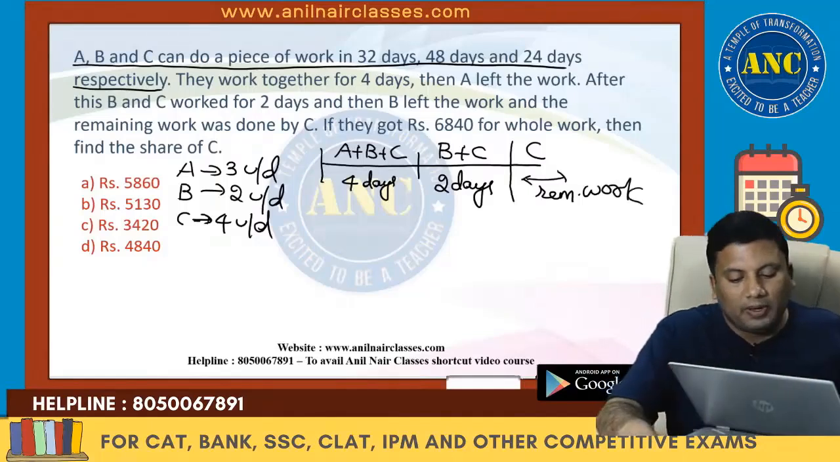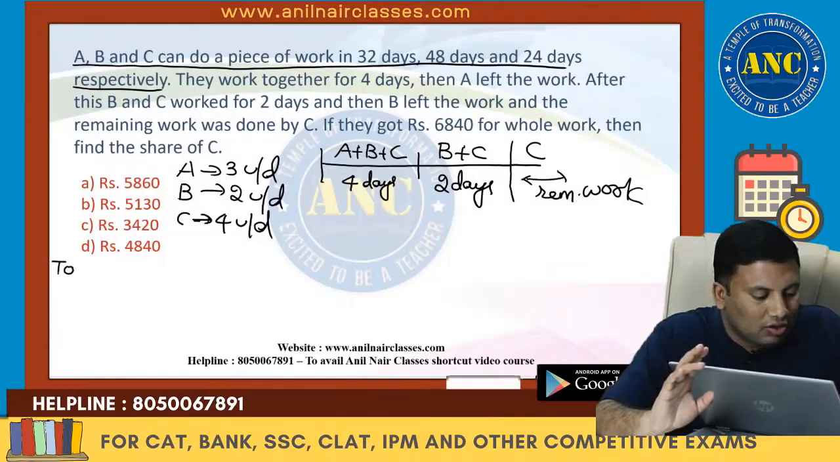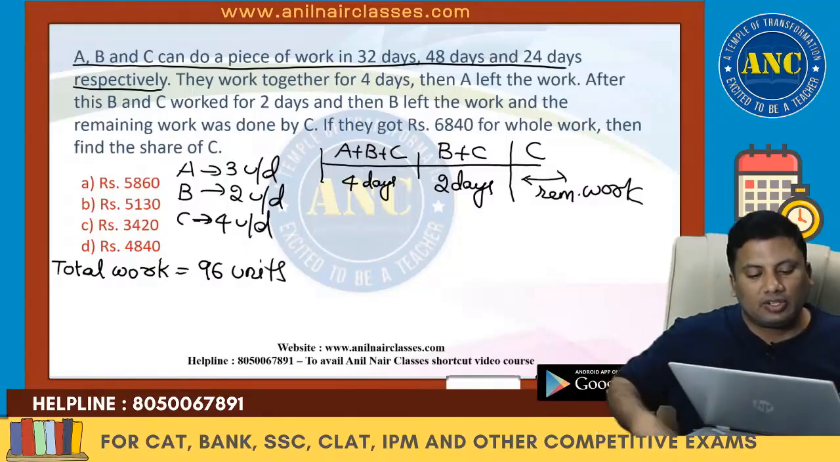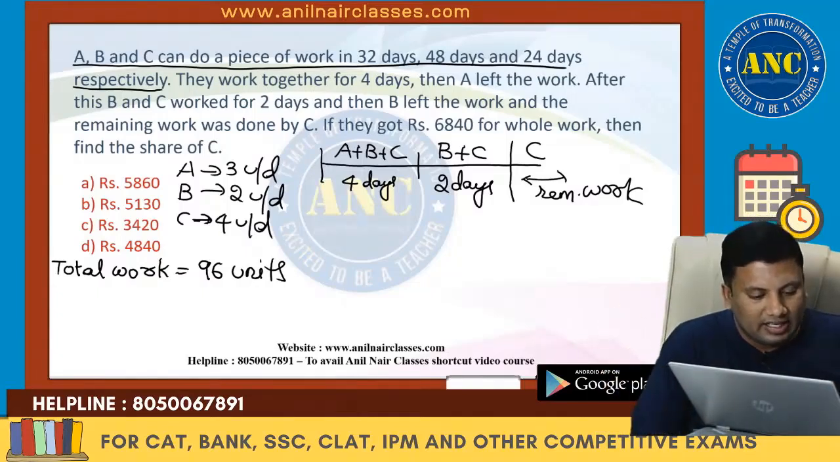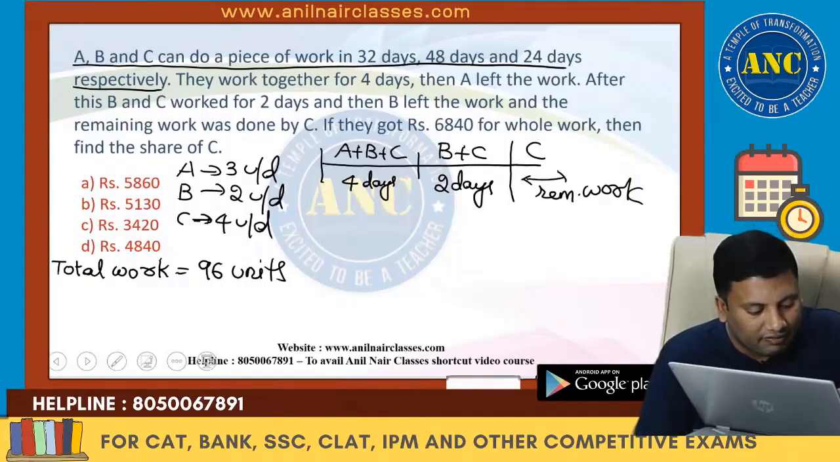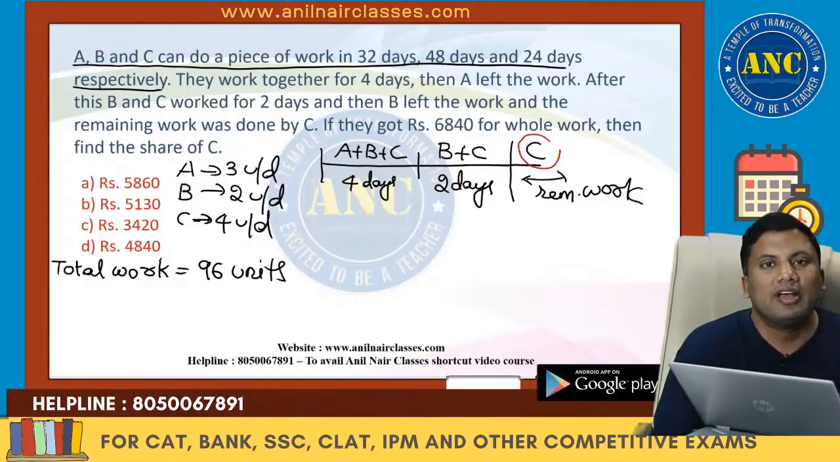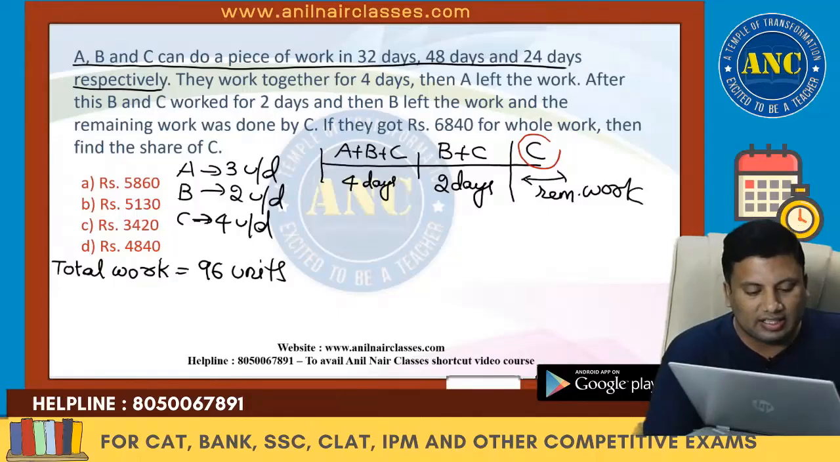If they got rupees 6840 for the whole work, what is it that we got? Total work is nothing but 96 units. Total work is the LCM of 32, 48 and 24, which is 96 units. Now listen carefully. Now I want the share of C. First, find out everybody's work contribution other than C.